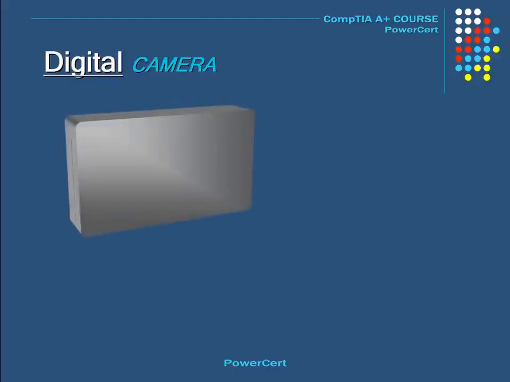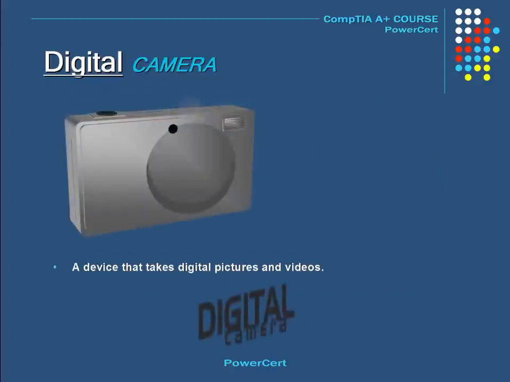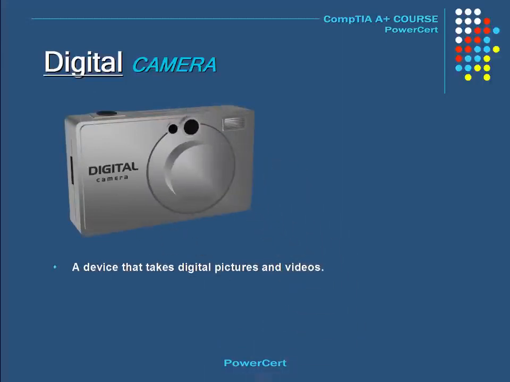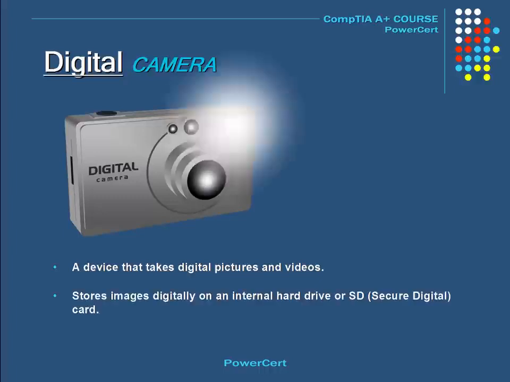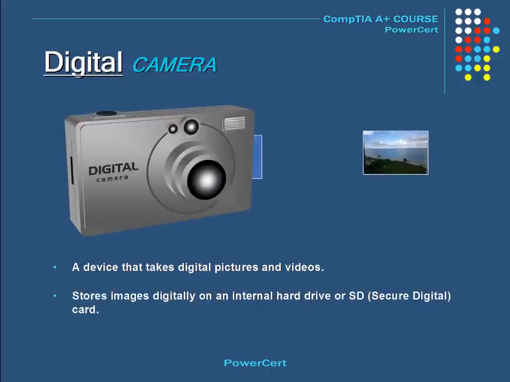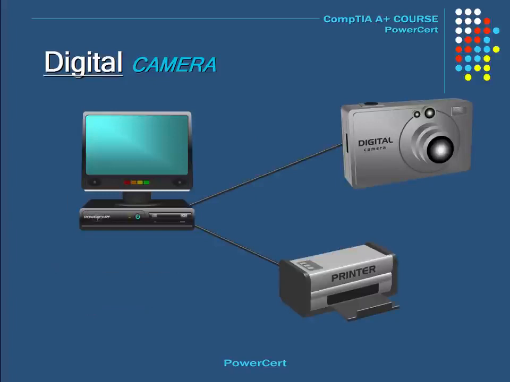A digital camera is a device that takes digital pictures and videos. And unlike standard cameras where the images are stored on film, a digital camera stores the images on an internal hard drive or on a camera's SD card. And once the images are stored, they can then be downloaded to a computer by using a USB cable or by the SD card. And then once they're on the computer, the images can be viewed or printed.